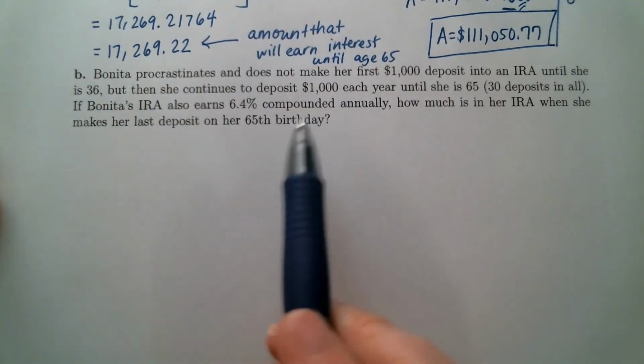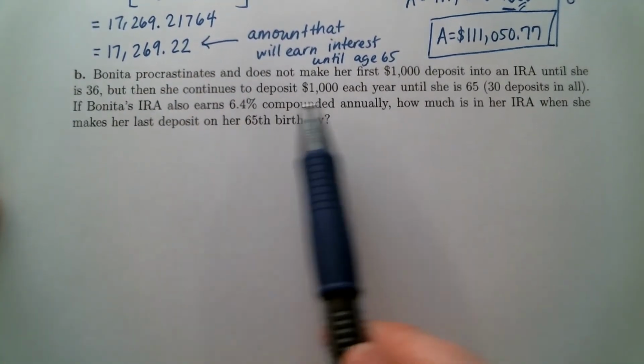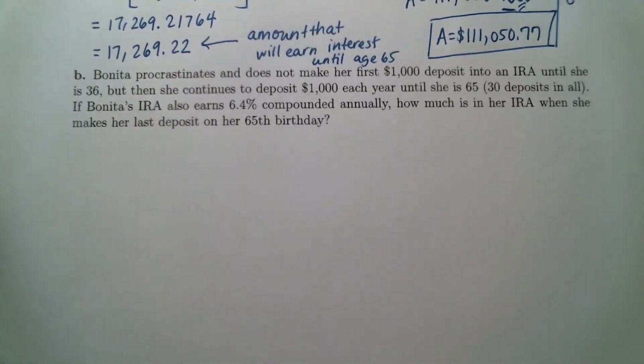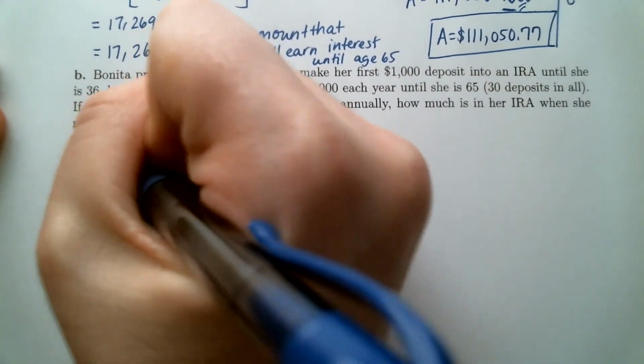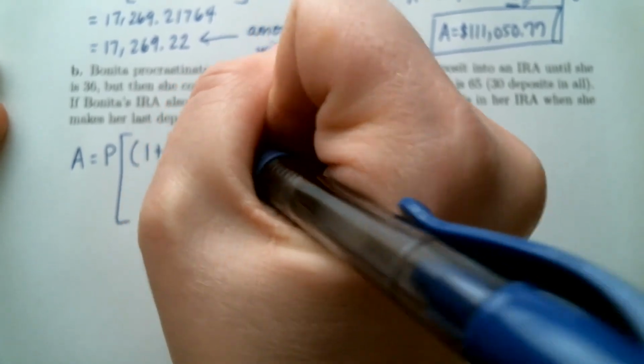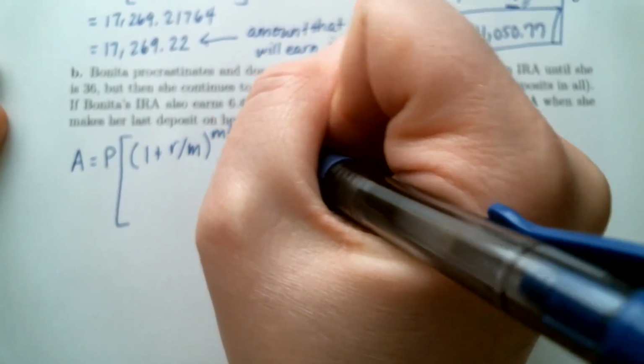So she, the whole time, nothing changes. She's making regular deposits the entire time she's saving. So we only need to use one formula here instead of two. Remember with Bob, we had to change gears because he only made regular deposits for the first 12 years. Okay. So for Bonita, we can use the future value of an annuity formula the entire time.